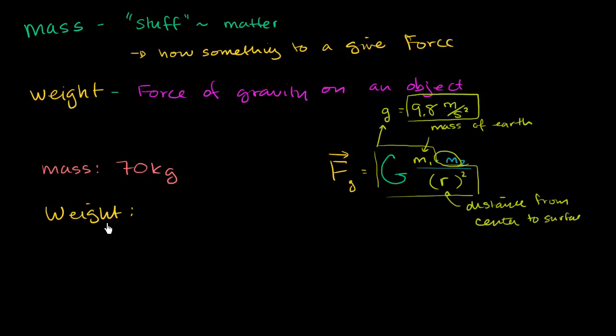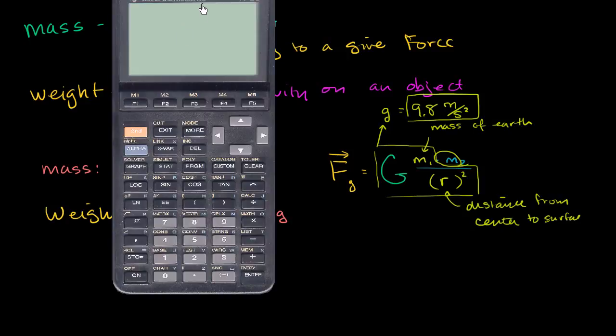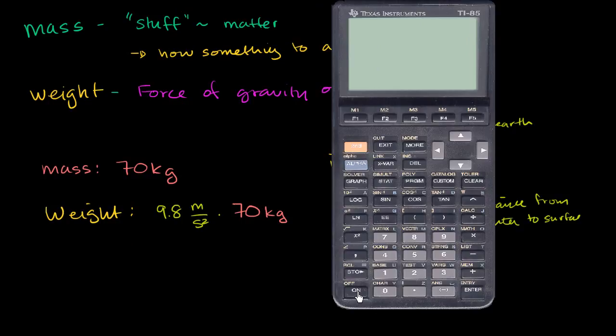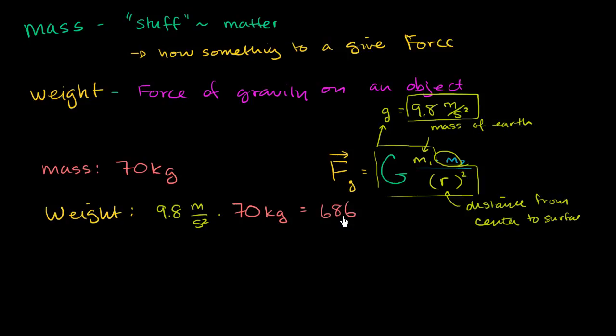So my weight on the surface of the Earth is this 9.8 meters per second squared times my mass, times 70 kilograms. And I could get my calculator out. I was going to round it to 10 and say it's about 700, but let's just actually calculate it. So we have 9.8 times 70 kilograms. So we have 686. And then the units are kilogram meters per second squared.